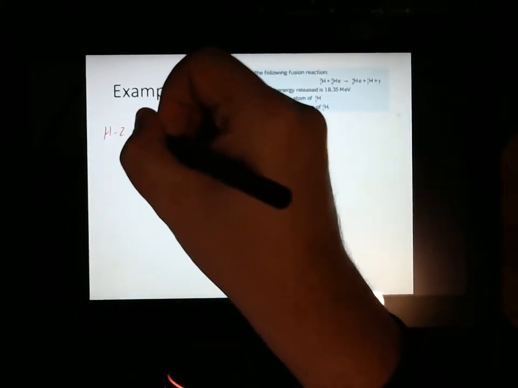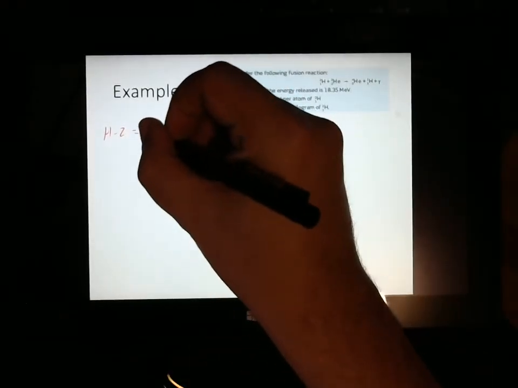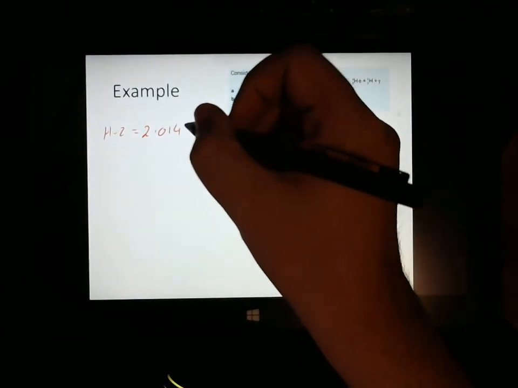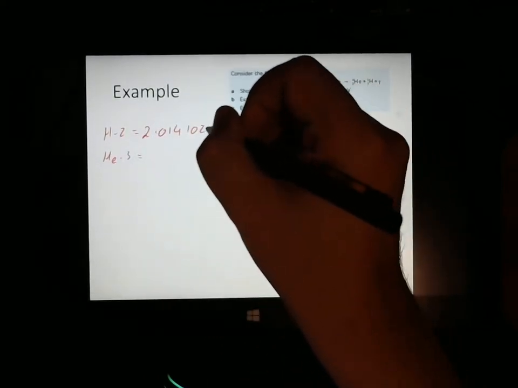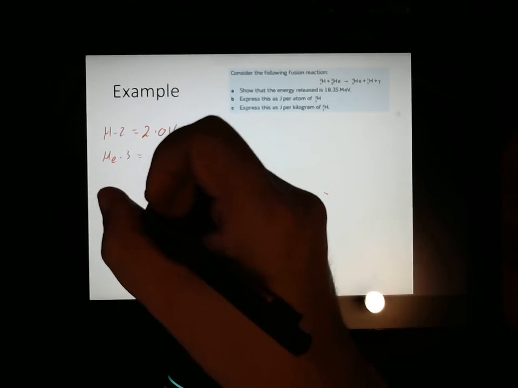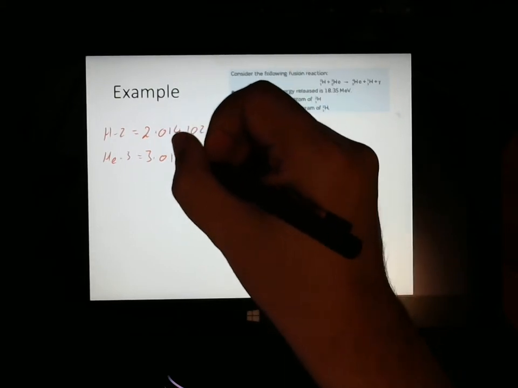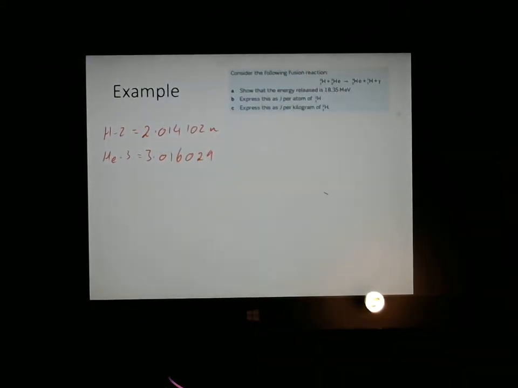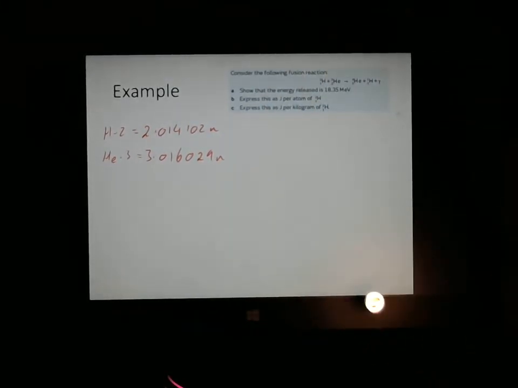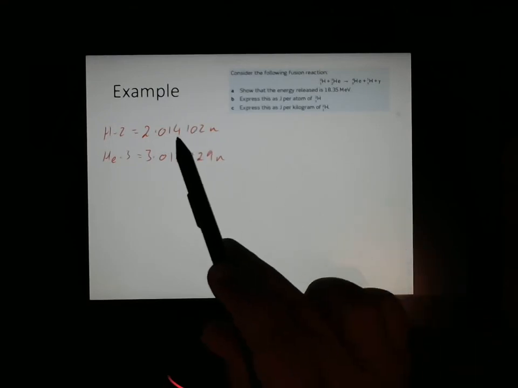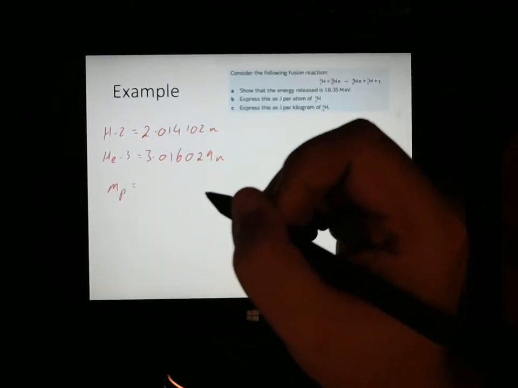So, H2 is equal to, and from the back of the text, 2.014102 U, for atomic mass units, and He3 is equal to 3.016029. Now, you have to use as many digits as you are given for these things, because generally the difference is going to be somewhere down this sort of region.